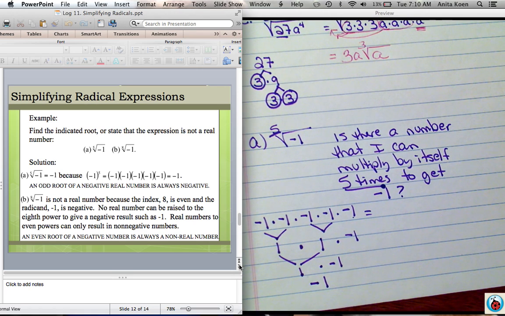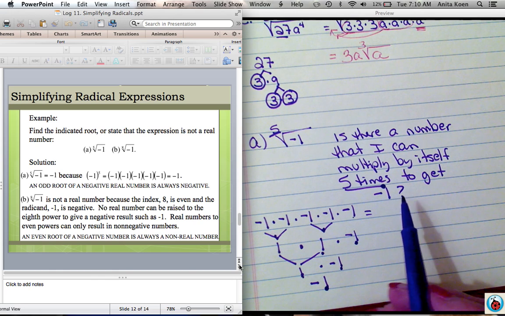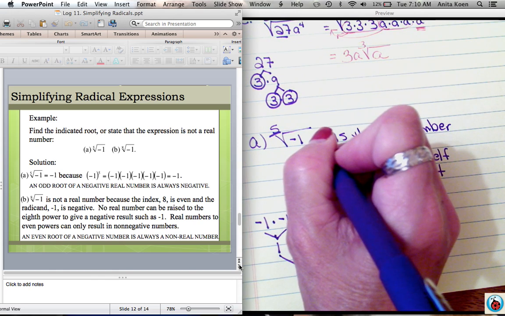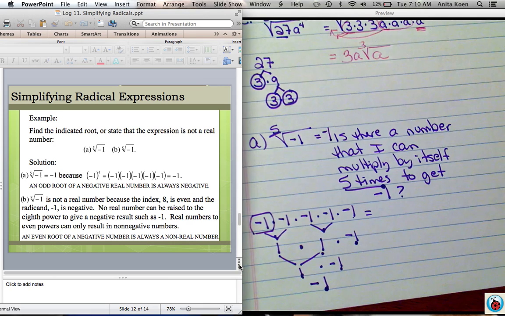And 1 times -1 is -1. So -1 times -1 gives me 1. -1 times -1 gives me 1. And I'm bringing down this -1. 1 times 1 is 1. Bringing down my -1, 1 times -1 is -1. So yes, there is a number that when I multiply it by itself 5 times, I can get -1. And that answer is -1. Okay? An odd root of a negative real number is always negative.